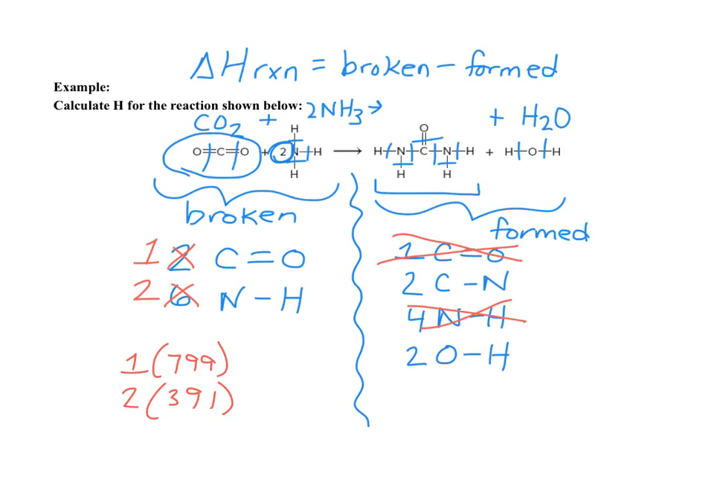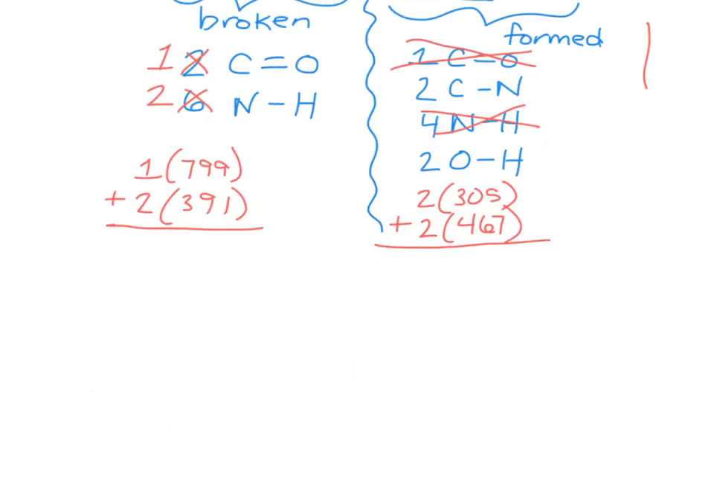And then over here on this side, I've got 2 carbon nitrogen bonds. So that's 2 times 305. And I have 2 oxygen hydrogen bonds, so that's 2 times 467. Now what I need to do is I need to add up all of the numbers over on my left side, and I need to add up all of the numbers over here on my right side.